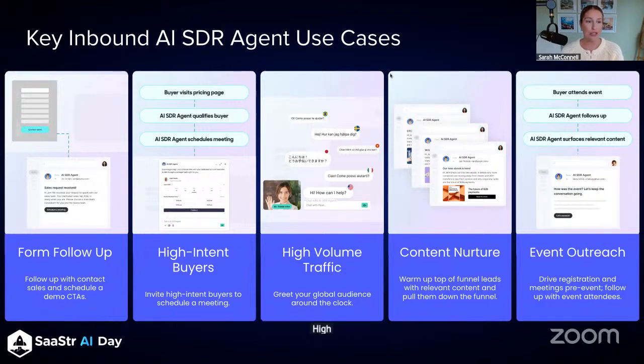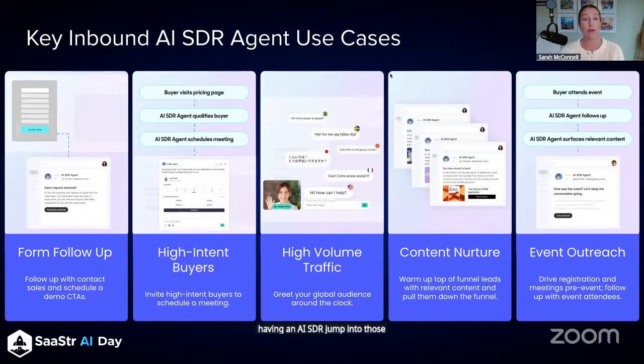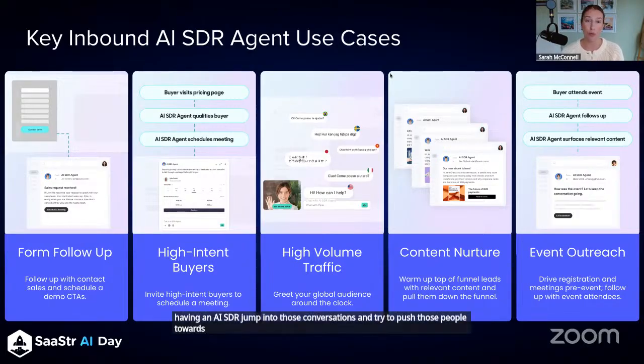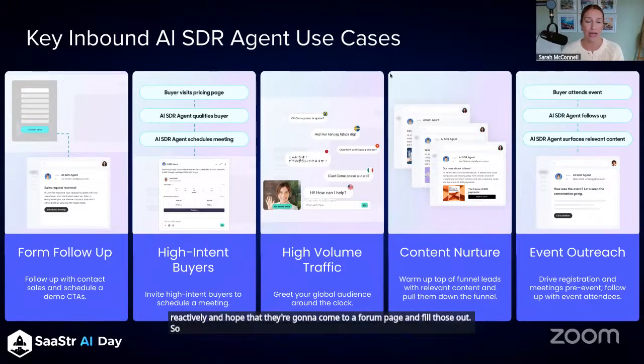High intent buyers. So people coming to the website, they're browsing around, they're on really high intent pages, think your pricing pages, things like that. Having an AI SDR jump into those conversations and try to push those people towards a meeting will get you a lot more conversions than if you just waited reactively and hope that they're going to come to a form page and fill those out. So really engaging those high intent buyers when they're showing those signals that they're ready to buy.